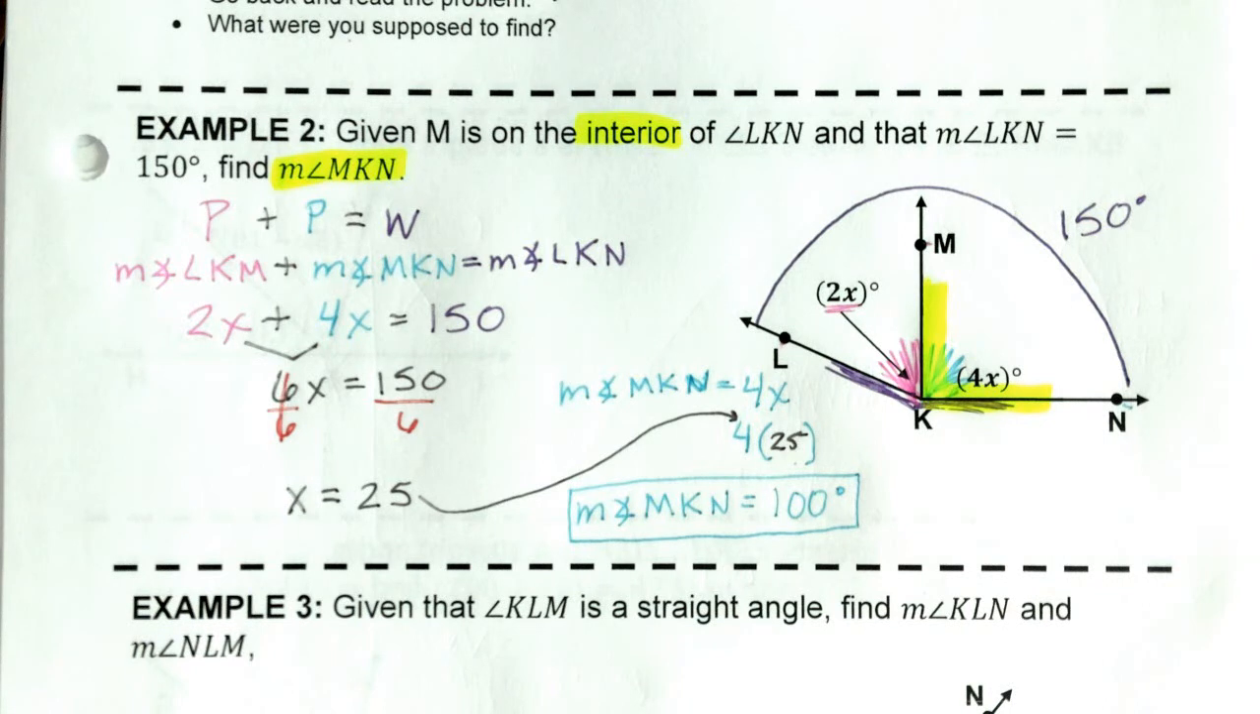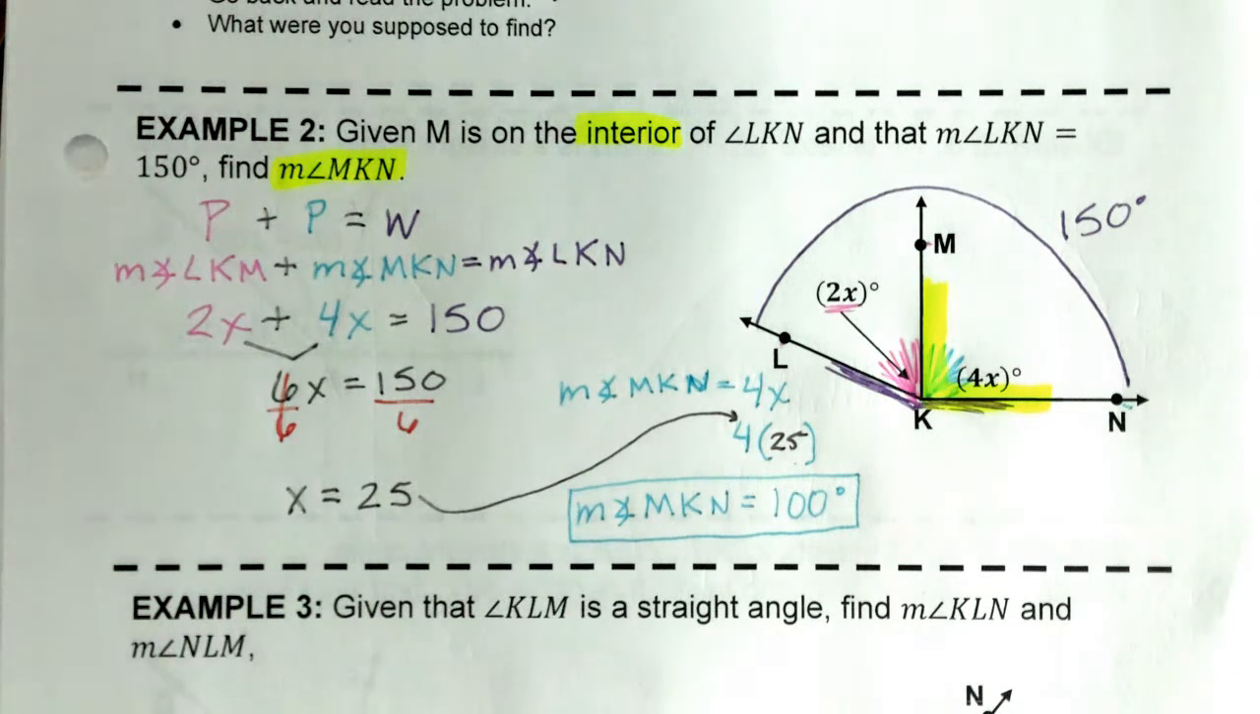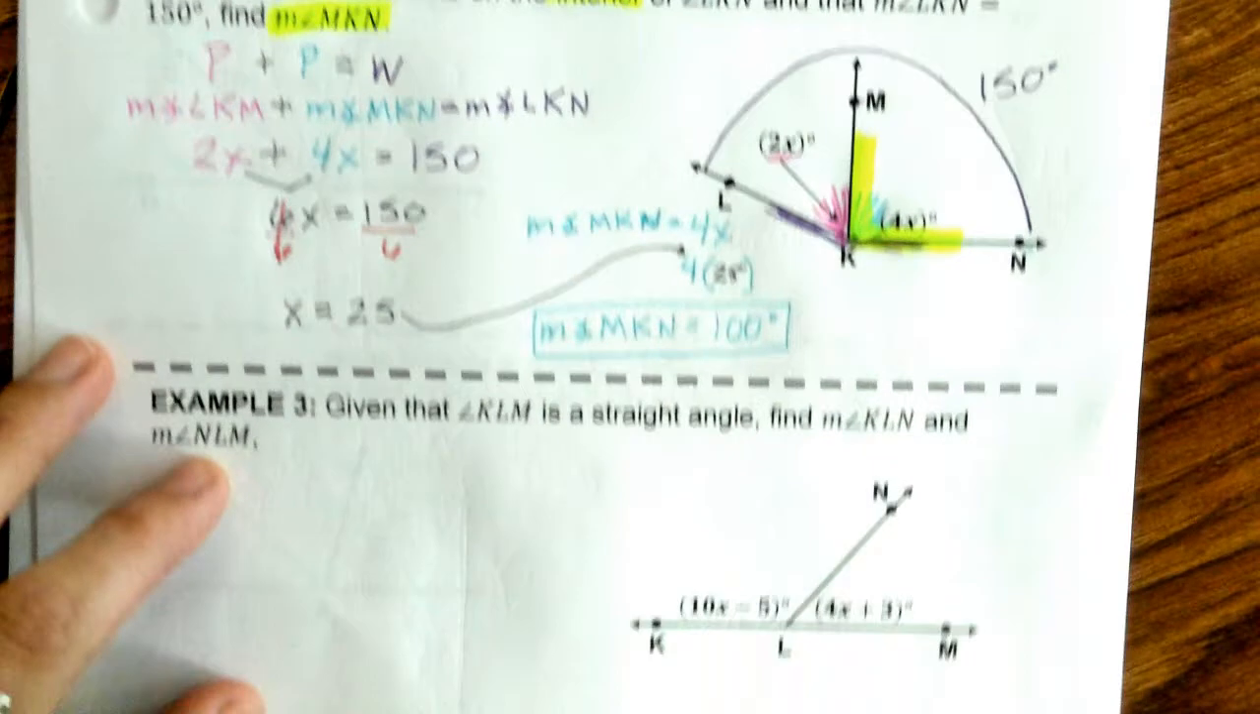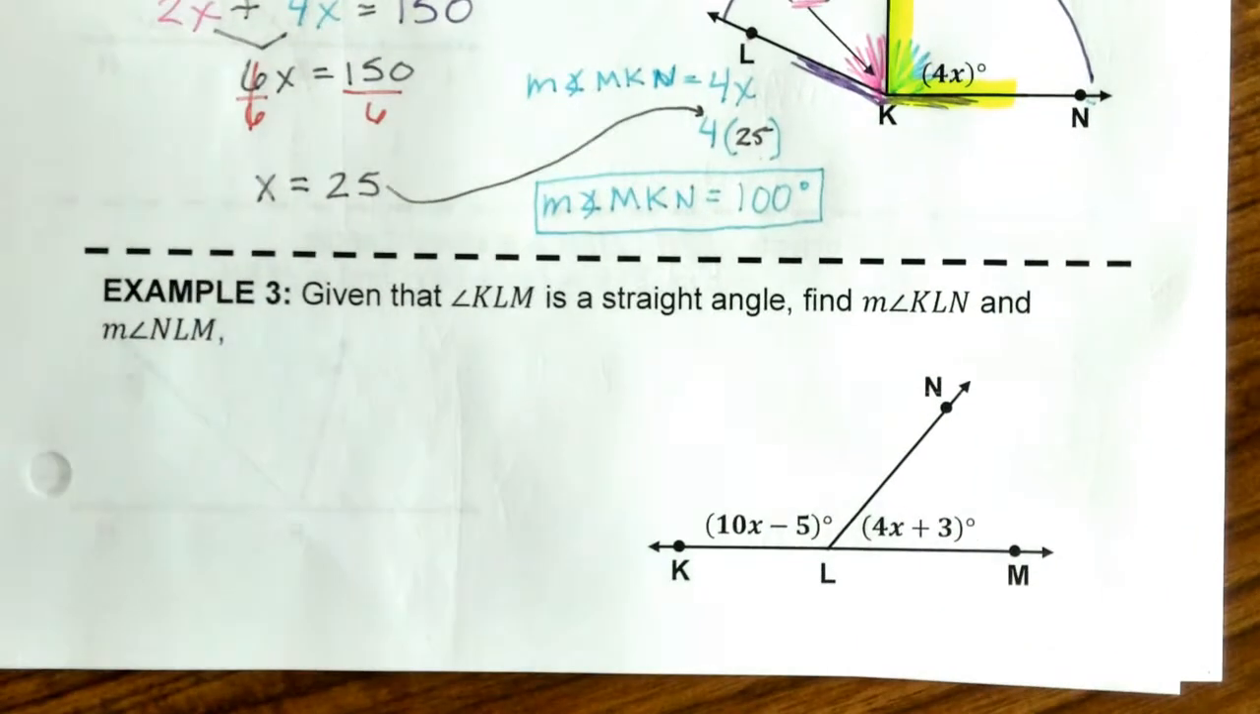So here is your next step, having that algebra in there. Now, the next problem is going to bring in another vocabulary word. We talked about vertex, right? We need to take a look at example number 3 and highlight, given that angle KLM is a what?